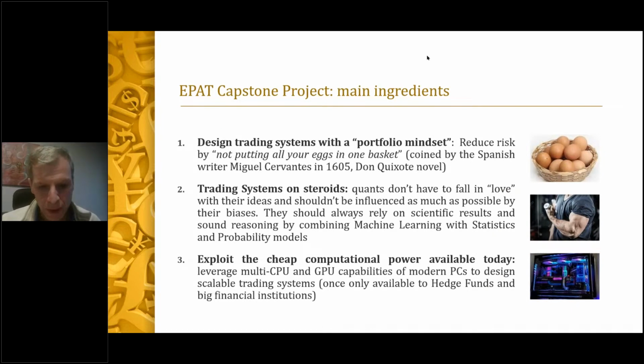Okay, let's see. So why did I decide to embark on the project? I had this idea of building this framework. I was mulling over it for a long time. And since within the EPAT there is the project, which is basically a unique way to discuss your ideas with the best practitioners in trading and finance from all around the world. Something that I would say rarely happens to traders.